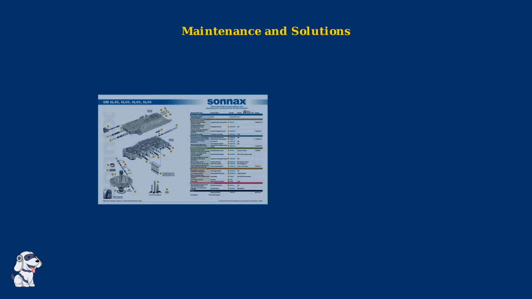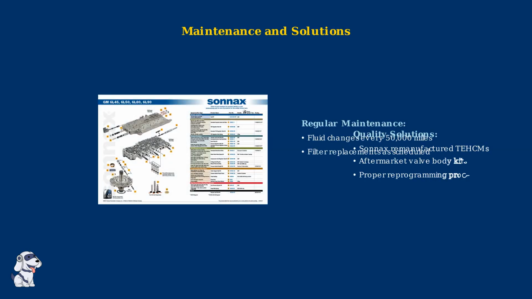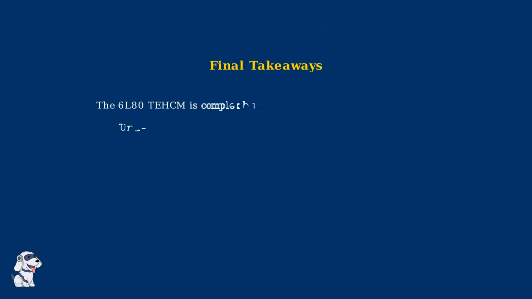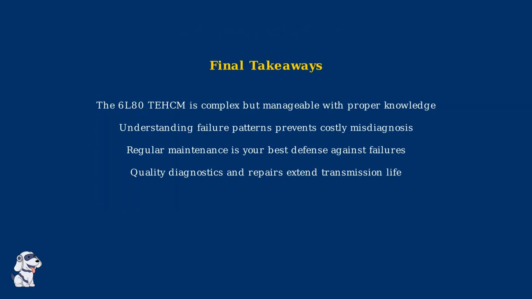Regular maintenance and quality repair solutions can significantly extend 6L80 transmission life. Companies like Sonax offer thoroughly tested, remanufactured TMs and aftermarket solutions that address known failure points with improved designs. In conclusion, the 6L80 TEHCM may be complex, but with proper understanding of its failure patterns, quality diagnostic procedures, and regular maintenance, these transmissions can provide reliable service.